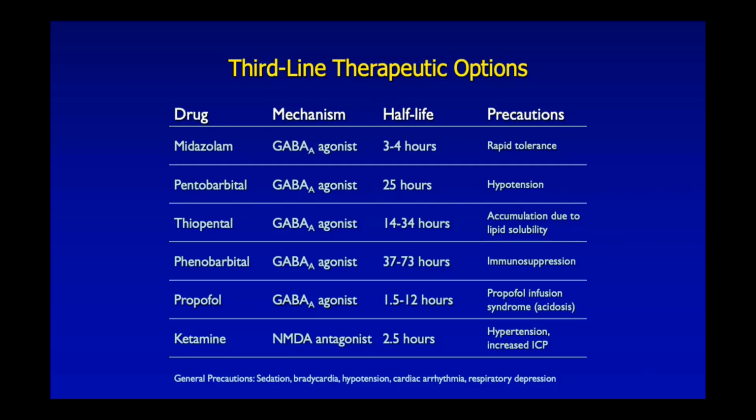Propofol is commonly used in adult patients and is very effective. However, caution must be used when using propofol because of the risk of propofol infusion syndrome, which is higher in children. Therefore, propofol is often not used in pediatric centers. And ketamine is an interesting option because of its different mechanism of action. It's an NMDA antagonist, and there's emerging evidence that ketamine may be effective.